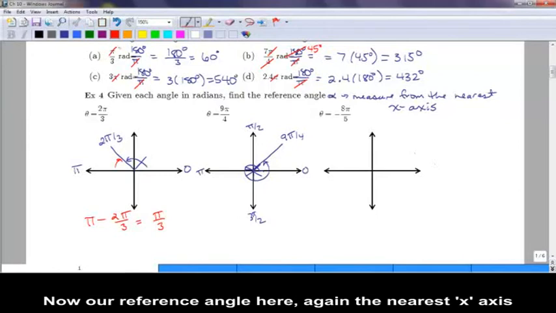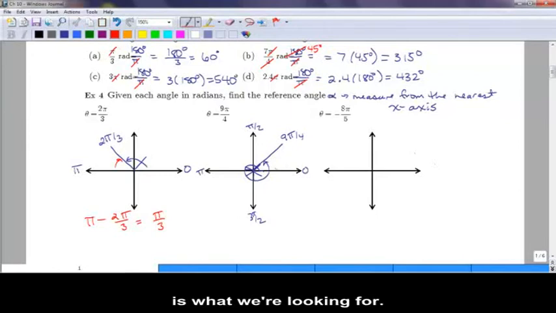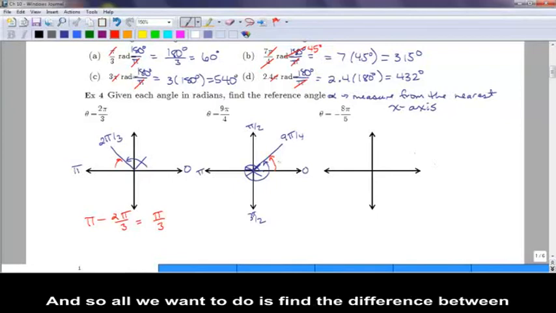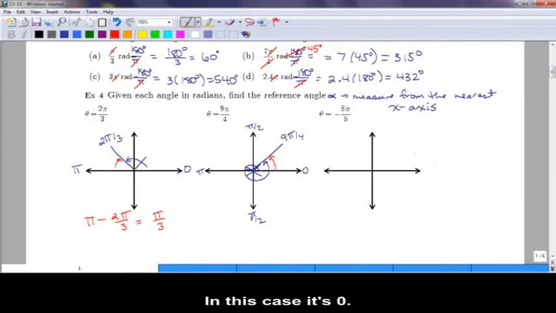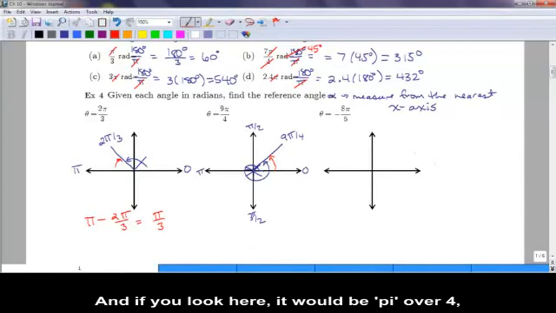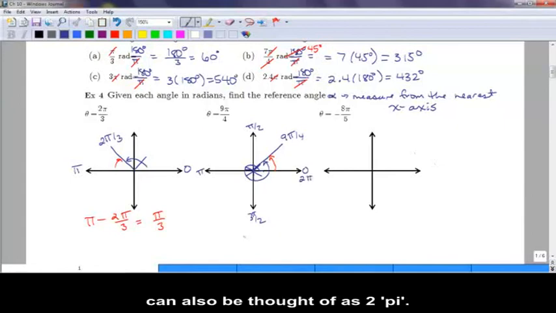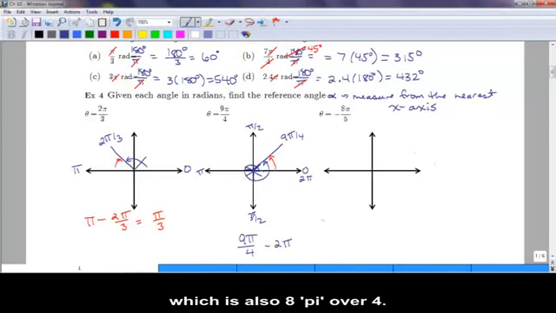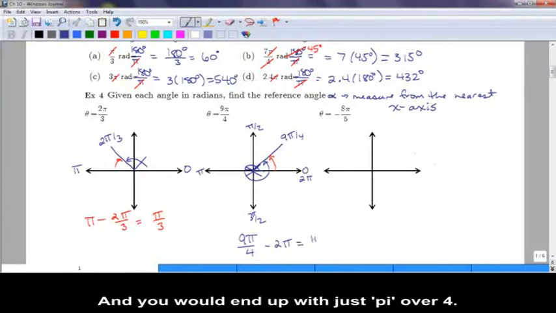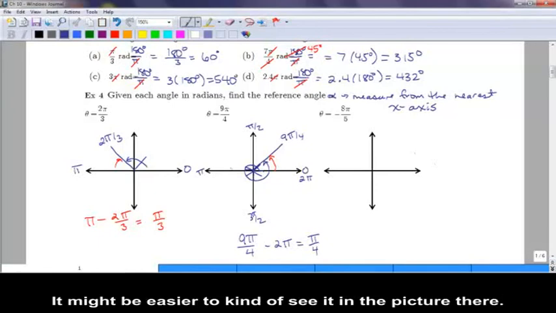Now, our reference angle here, again, the nearest x-axis is what we're looking for. In this case, it's the positive x-axis. And so all we want to do is find the difference between that starting point and our ending point that are the nearest there. In this case it's 0, and 0 can also be thought of as 2 pi. In this case you would take 9 pi over 4 minus 2 pi, which is also 8 pi over 4, and you would end up with just pi over 4. You've gone a quarter of the way. It might be easier to see in the picture there.